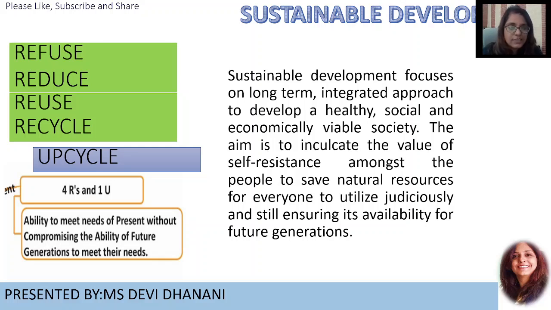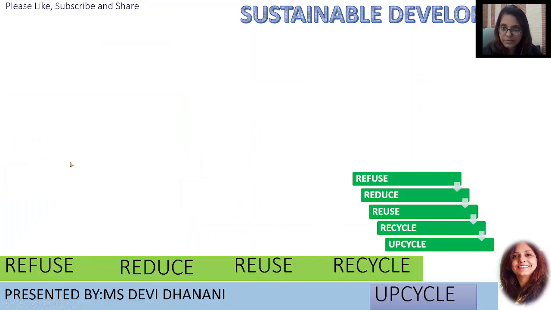So we as individuals need to understand that we need to save natural resources, we need to utilize judiciously the resources available to us to ensure that it is available for future generations as well. The 4 R's and the 1 U, which helps in sustainable development, we'll be describing that now. These 4 R's are refuse, reduce, reuse, recycle, and upcycle.